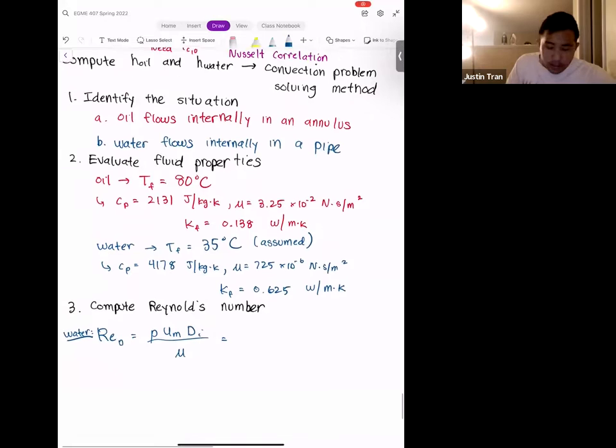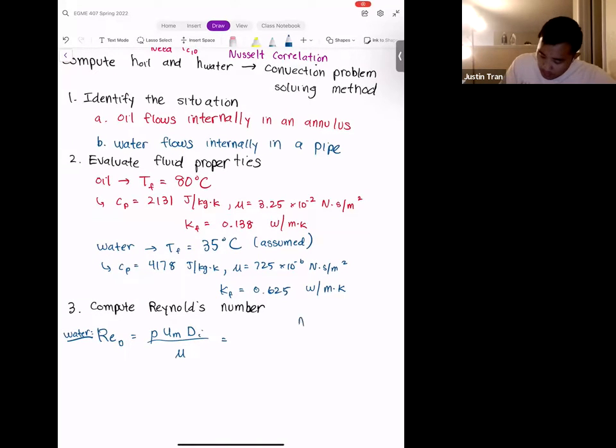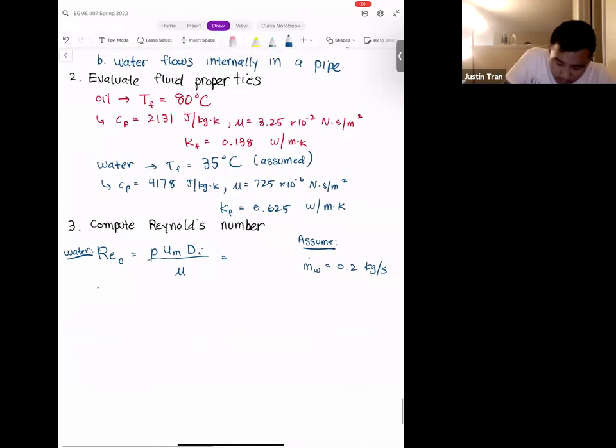Oh, actually, I forgot, I didn't give you the mass flow rates. Let me write it here. Let's assume that the mass flow rate of the water is 0.2 kilograms per second. Based on that, the mean velocity of the water, u_m, is going to be our mass flow rate, m dot, divided by the density of the water multiplied by the cross-sectional area, where the cross-sectional area for a pipe like this is pi over 4 D_i squared.